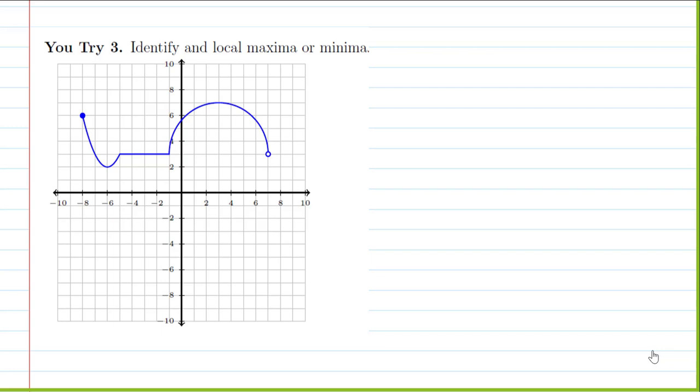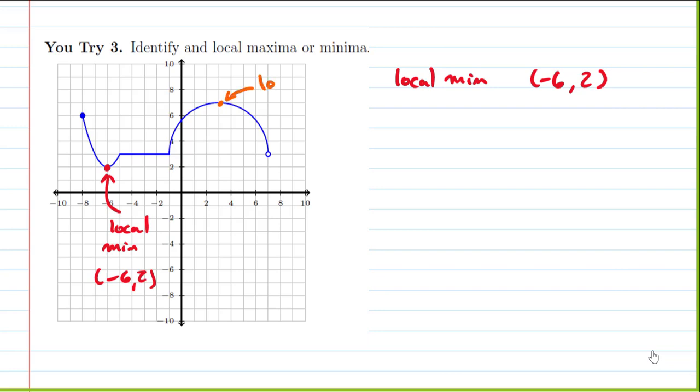All right, so on this graph, we're going to have one local min and it is at (-6, 2). So that's our local min. And we're going to have one local maximum here.